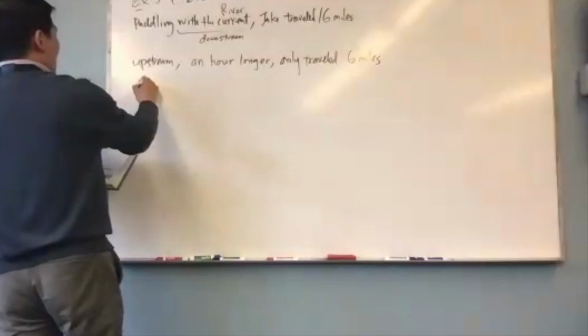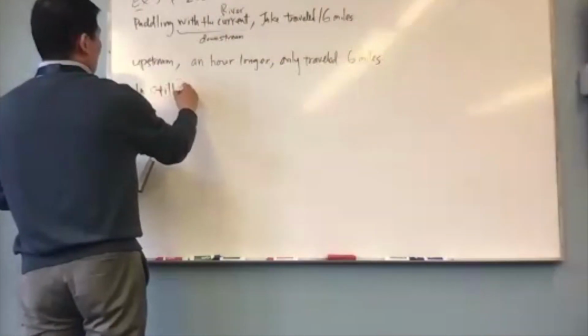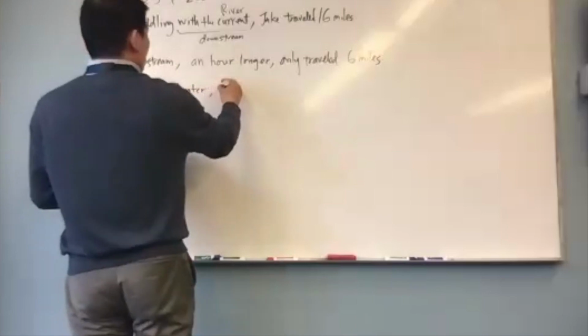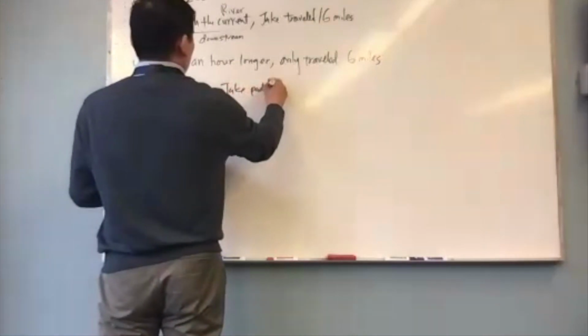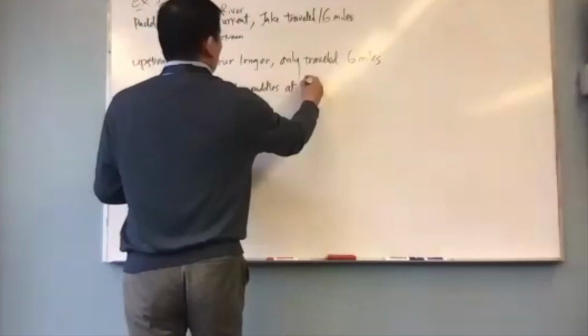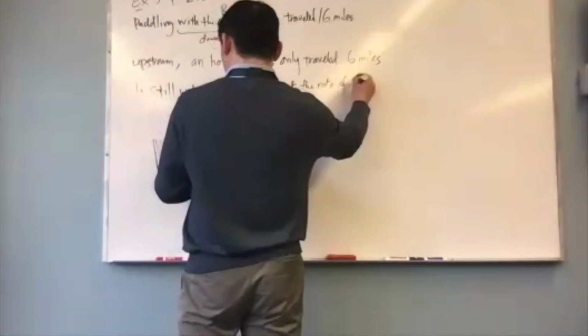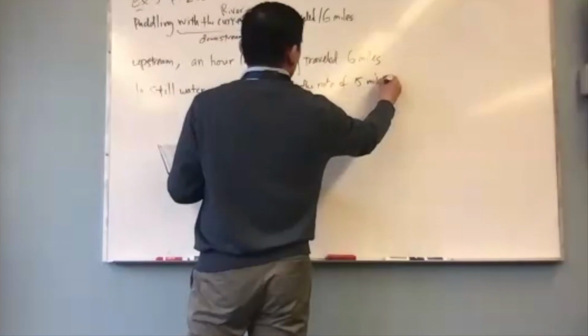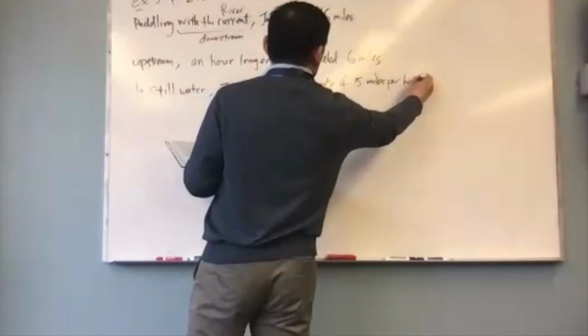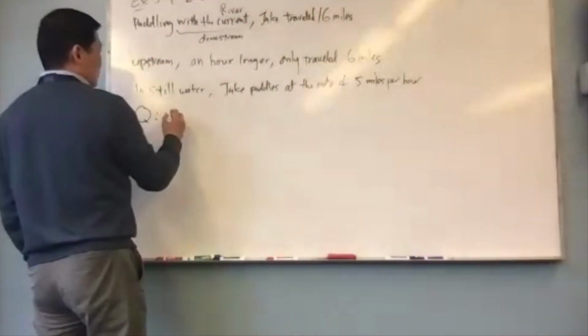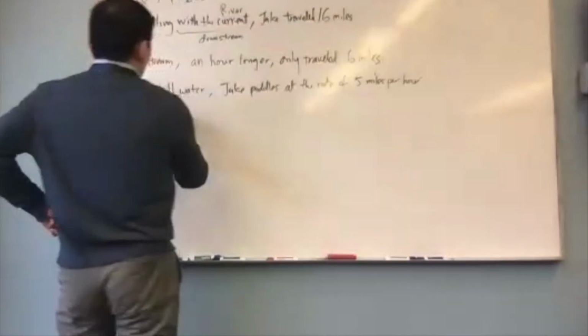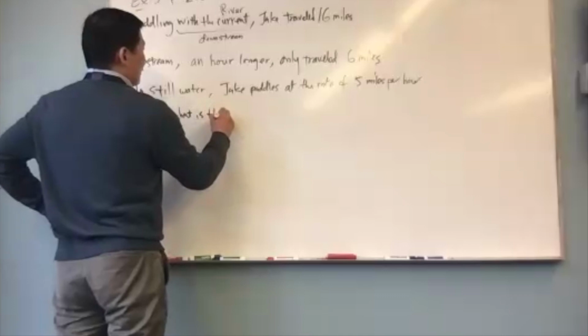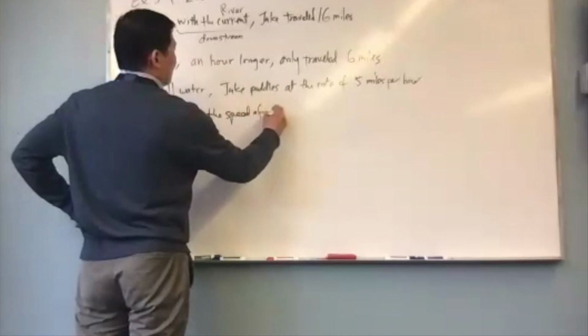And then the next one is in still water. Jake paddles at the rate of 5 miles per hour. So here's the question: What is the speed of the river?